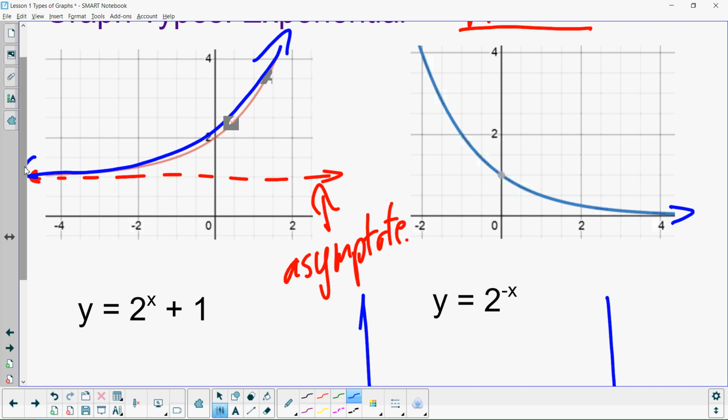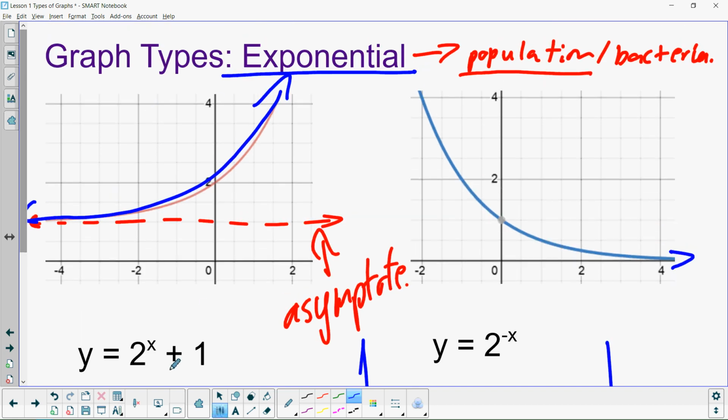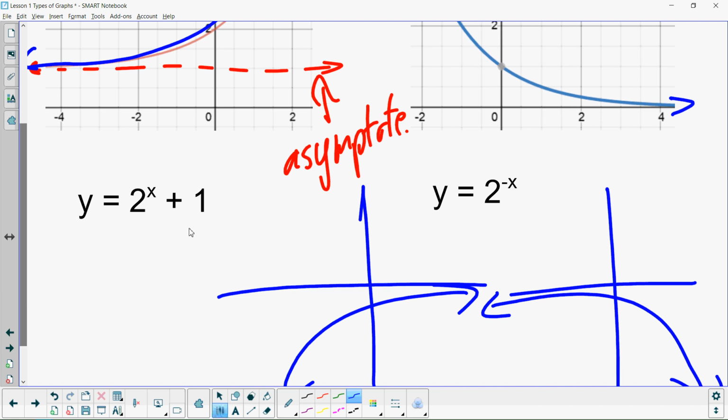Okay. Exponentials are made by putting your dependent variable or your input variable or your domain variable, whatever you want to call it, you put your x in the exponent. This base can be pretty much anything. 1 is pretty boring, so we kind of don't let you do that. And negative numbers get a little funky. So usually we just say this could be any number greater than 0, but not equal to 1.